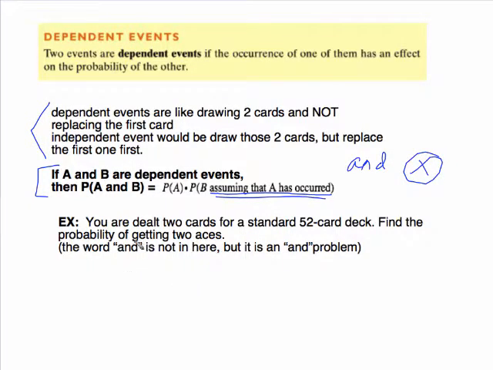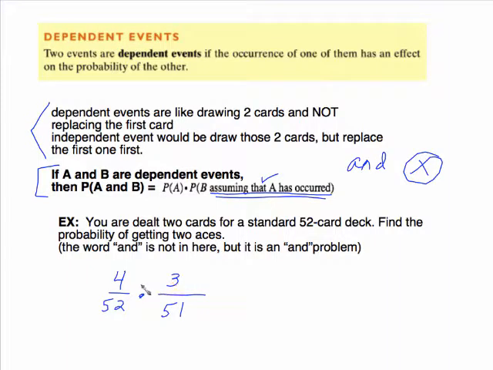But watch the fractions. You are dealt two cards from a standard 52 card deck. Find the probability of getting two aces. So first off, the word "and" is not in there, but the probability of getting two aces is like saying, what's the probability of getting an ace and then getting an ace? So the probability of getting that first ace is 4 out of 52. We're not putting that card back. So how many cards are left in the deck? 51. Here's where this "assuming that A has occurred" comes into play. Because we wanted to get an ace, we're assuming we got that ace. So when I go to my next pick, there's no longer 4 aces. There are 3 aces. That's this "assuming that A has occurred."